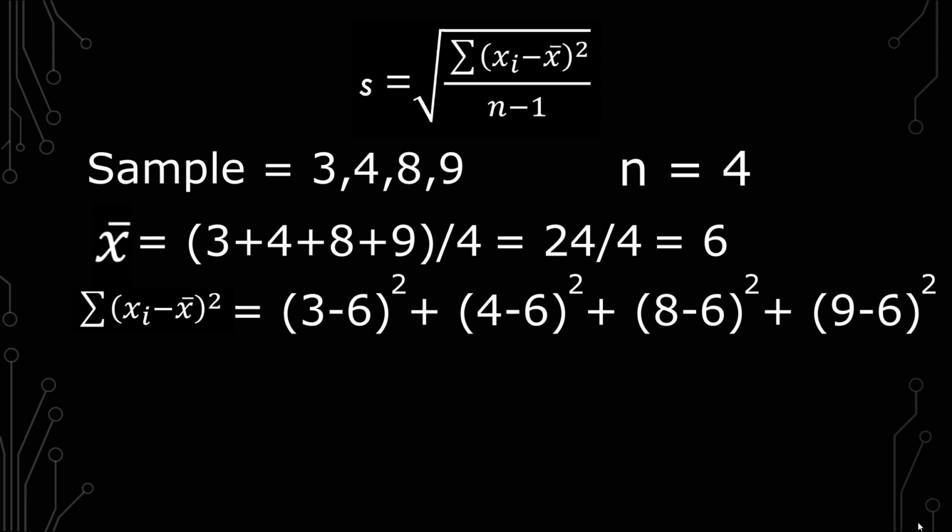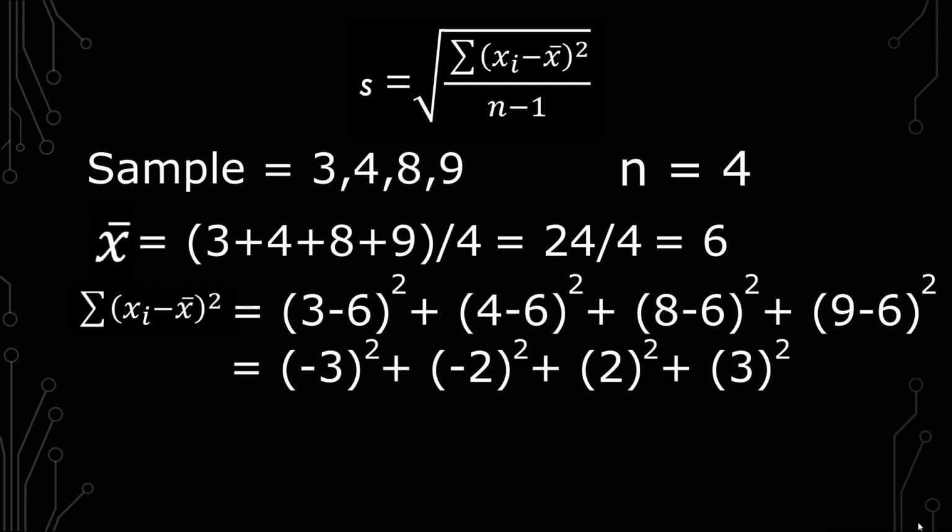So we have 3 minus 6 squared plus 4 minus 6 squared plus 8 minus 6 squared plus 9 minus 6 squared, which gives us negative 3 squared plus negative 2 squared plus 2 squared plus 3 squared, which finally gives us 9 plus 4 plus 4 plus 9, which gives us 26. Now remember, when you do negative numbers squared, it's positive.